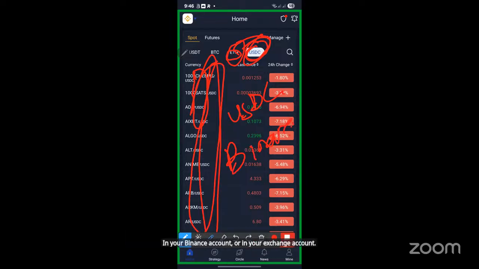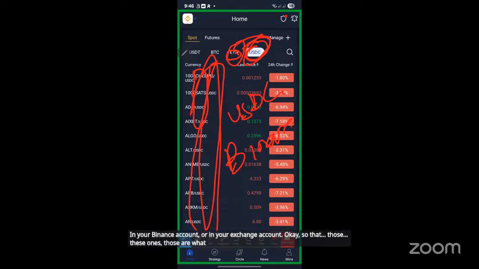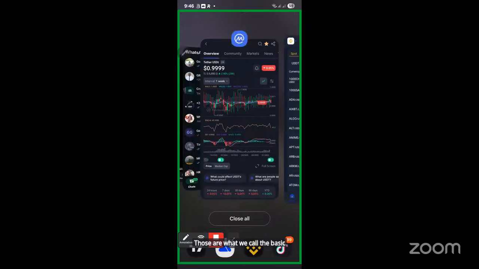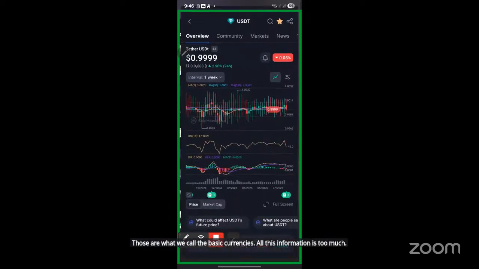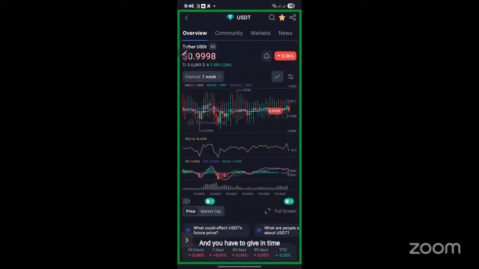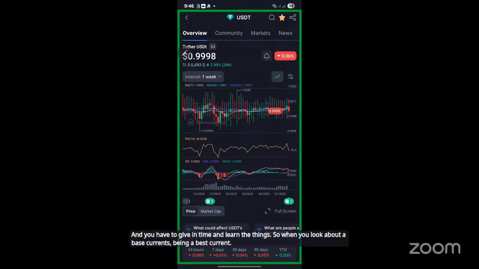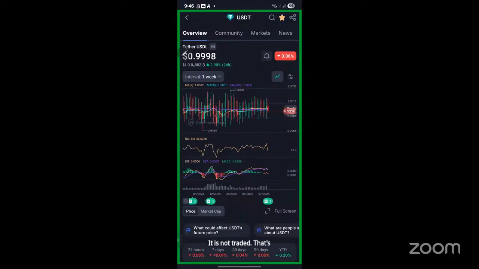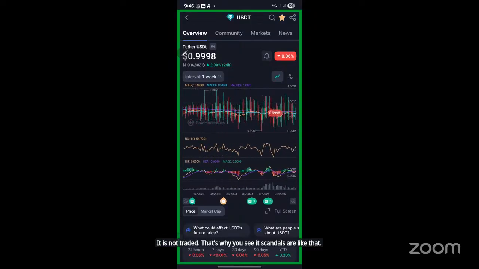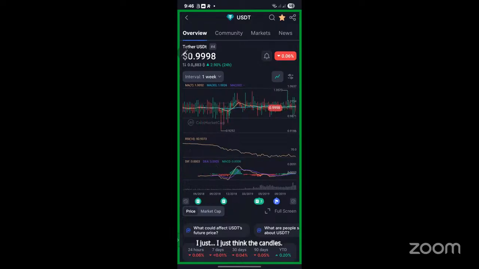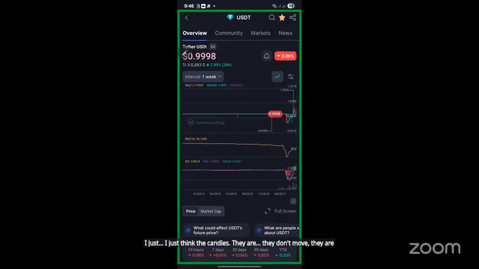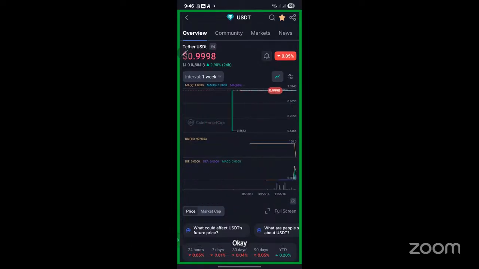Those are what we call the base currencies. All this information is too much, and you have to give it time and learn these things. Being a base currency, it is not traded. That's why you see its candles are like that. Are you seeing the candles? They don't move. They are within one space.